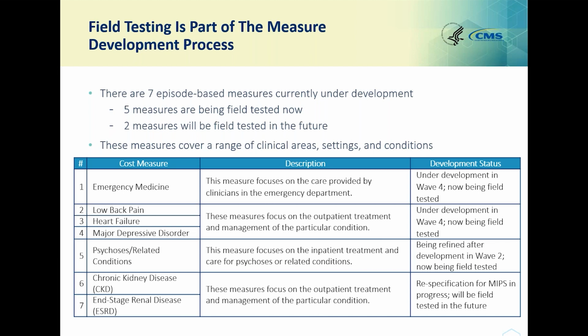The last 2 measures in this table are chronic kidney disease, or CKD, and end-stage renal disease, or ESRD. These were initially developed for use in the Kidney Care First option and the Kidney Care Choices model, and are now in the process of being respecified for use in MIPS. These 2 measures will be field tested in the future, so they are not part of the current field testing.